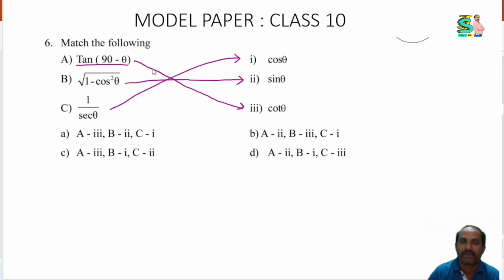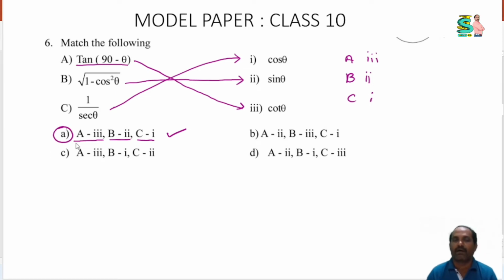What it means: A is 3, B is 2, C is 1. So check the answer options. The first option is A 3, B 2, C 1. So the first one is the answer. Option A is our required answer.